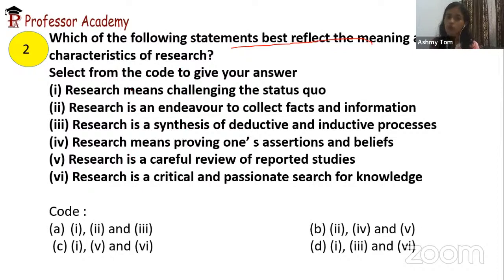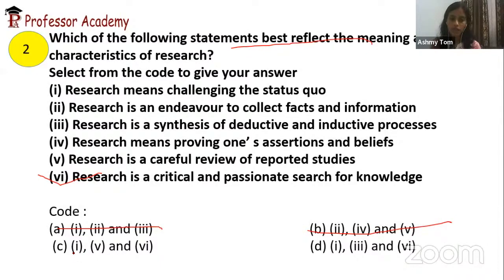And out of all this, we can be very sure that research is a critical and passionate search for knowledge. It is a search for knowledge. So definitely, the sixth one will accommodate the characteristics and meaning of research. So let's see which options include the sixth one. Option A and option B could be avoided since we don't have option 6 as a pattern.